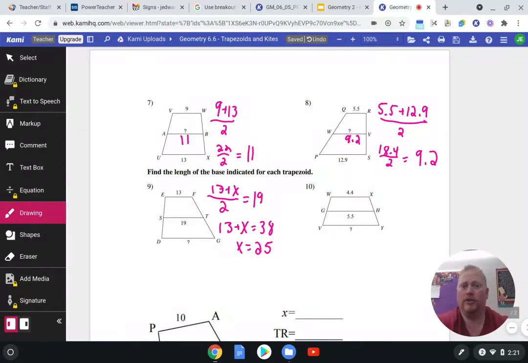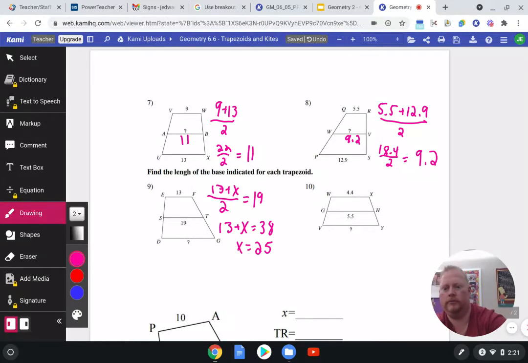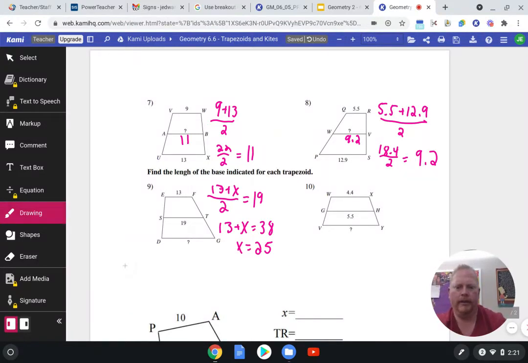That's the long way. Let me show you what I think is an easier way of doing that. Okay, so the short base is 13. How do I go from 13 to 19? I add 6, right? So then to go from 19 to the other base, I'm going to add 6 again, and I get 25. That, I think, is a lot easier. Let's try it on this one over here. How do I go from 4.4 to 5.5? Well, by adding 1.1. So let's add 1.1 again, and I will get 6.6.